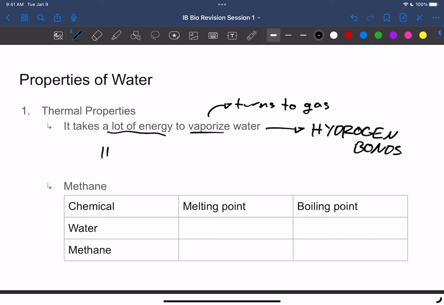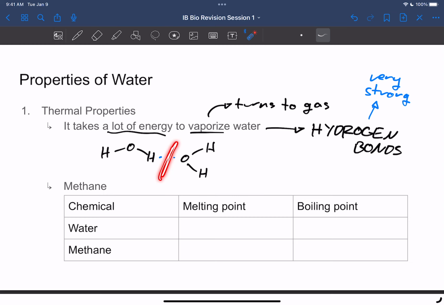In something like water, these bonds are very strong. And in liquid water, in order to get this to be a gas, you need to break these bonds. And breaking them takes a very large amount of energy since they're very strong and stable. Destabilizing them takes lots of energy, which is why water has such a high boiling point.